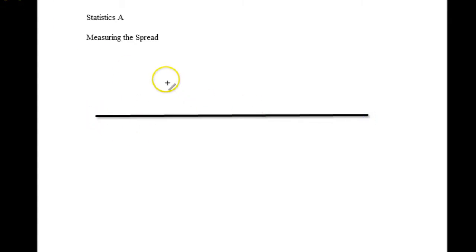Alright, today in Statistics A we'll be talking about measuring the spread. Now the spread is just the spread out of the numbers, and you've probably already seen this if you've done something that's called a box and whisker plot. And so let's draw out what a typical box and whisker plot looks like. Okay, so now a normal box and whisker plot is going to be perfectly symmetrical.